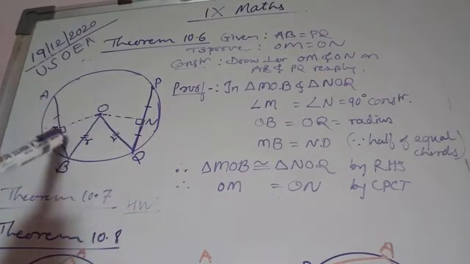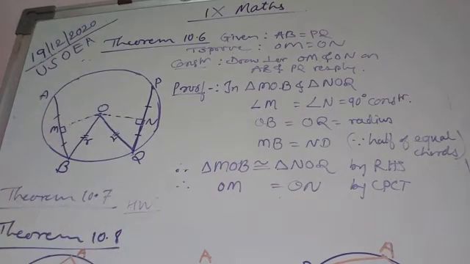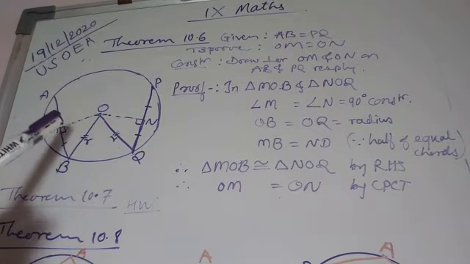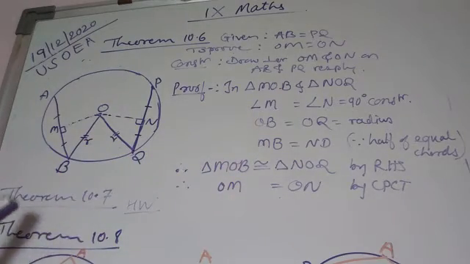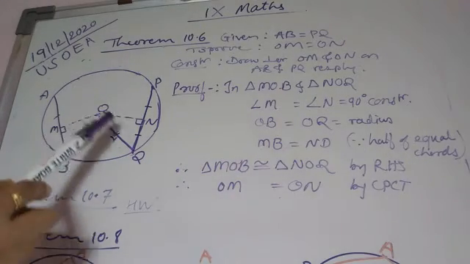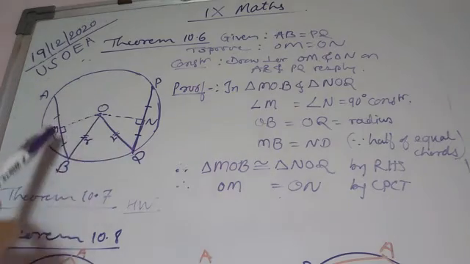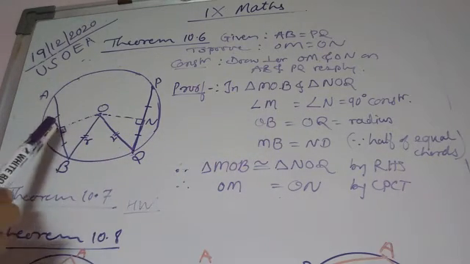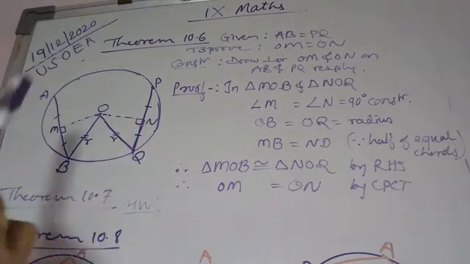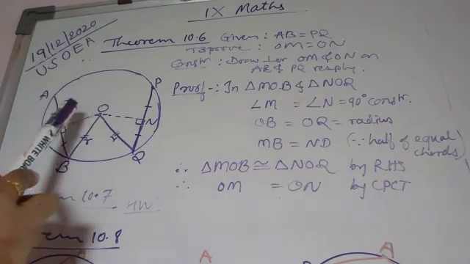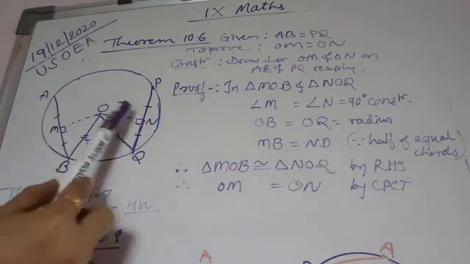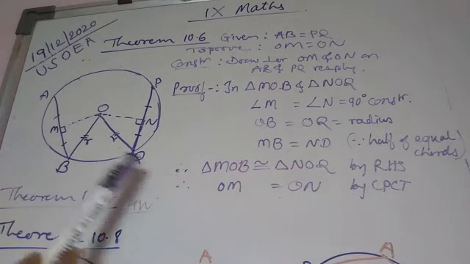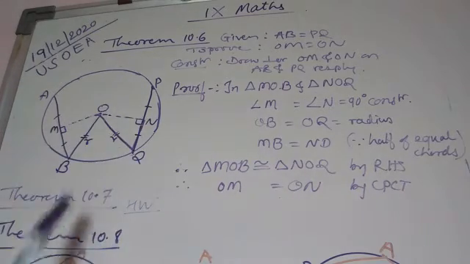Now we are going to consider these two triangles. In these two triangles, angle M is equal to angle N, both are equal to 90 degrees. This is by construction. OB is equal to OQ, both are the radius of the same circle, so they will be equal. Now MB will be equal to NQ, these are the halves of the equal chords and hence they will be equal. So we can say that these two triangles are congruent by RHS, and hence their corresponding parts, meaning OM, will be equal to ON, and that is only what we want to show.